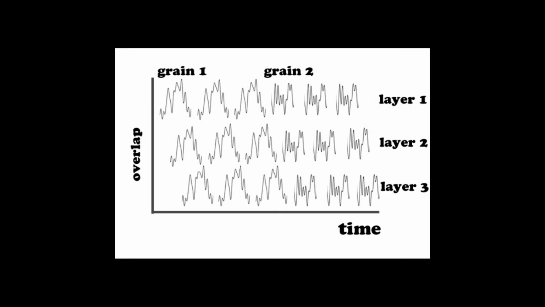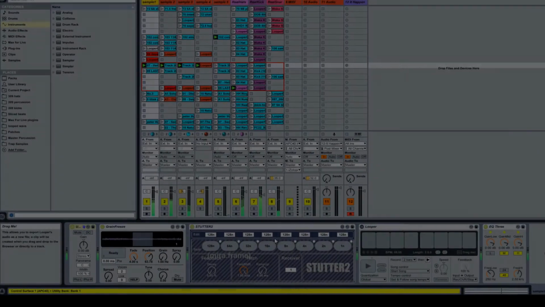The best way to think about how granular synthesis devices work is to imagine sound going inside a blender and being chopped and cycled around based on various settings. Grainfreeze is a Max for Live plugin, which can be downloaded for free on the Max for Live website. Grainfreeze is loaded into an audio channel.